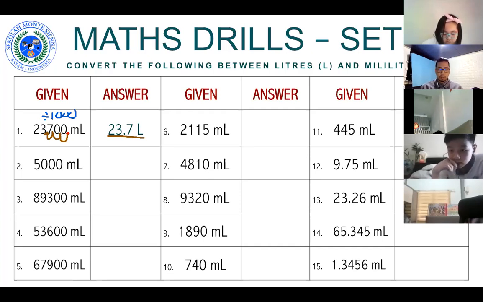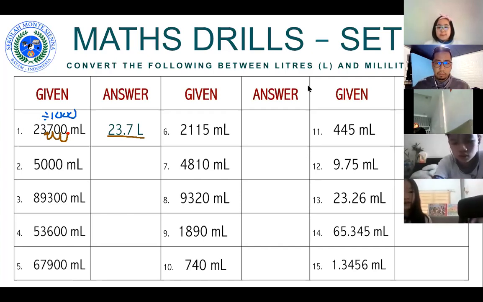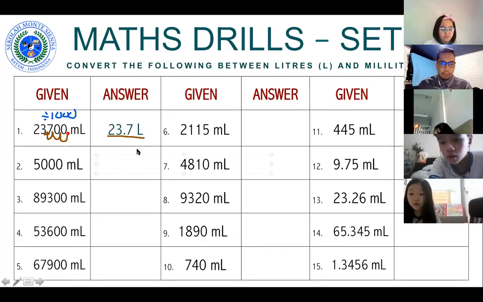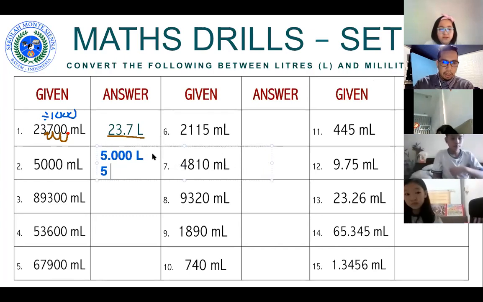Brian, your last two number answers are correct. But the last one is wrong. The last one is still wrong. Check your solution. Let's answer this now. Number two: what is 5,000 ml into liters? 5 liters. 5.000, or it can be only 5 liters.